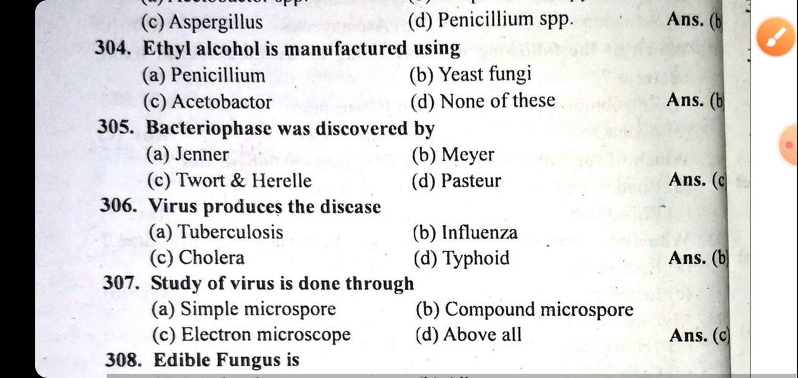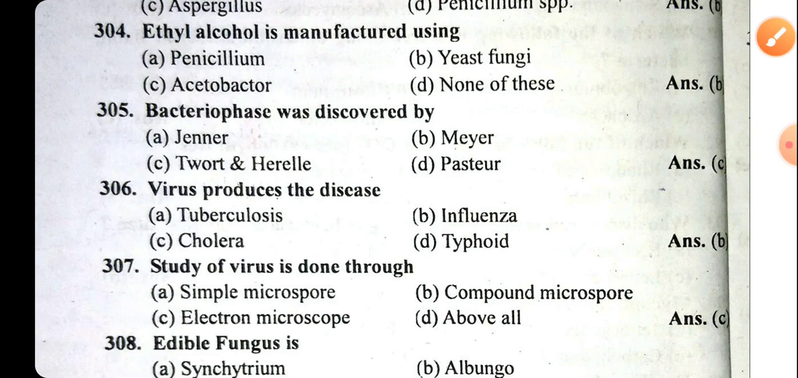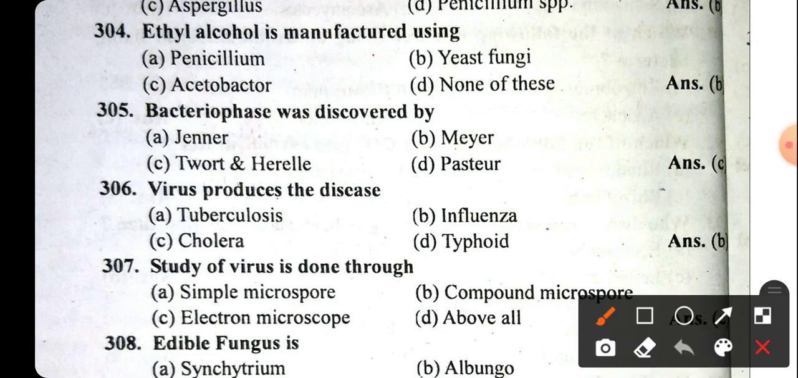Now the next question is: ethyl alcohol is manufactured using, that is we know that ethyl alcohol is manufactured using yeast, that is yeast fungi. Option number B will be the right answer. Question number 5 is: bacteriophage was discovered by, that was discovered by Stuart and Hurley. Option number C will be the right answer.